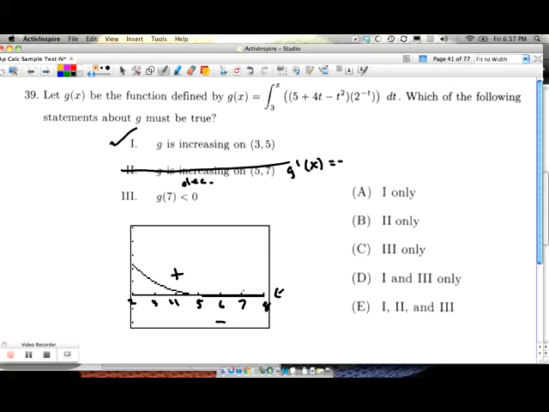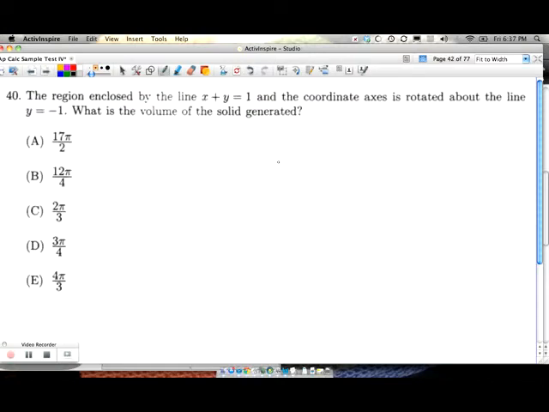And it says g of 7 is less than 0. Well, I wouldn't say that because g of 7 is the area from 3 to 7. And that means that this area here, this positive, would be less than this area here, which is negative. And just by looking at it, that doesn't look true at all. It looks like the positive area is greater than the negative area. So that means the overall change would still be positive. So I'm going to say that 3 is false as well. That would mean that 1 only is true.